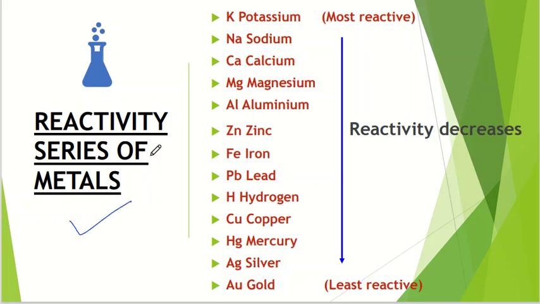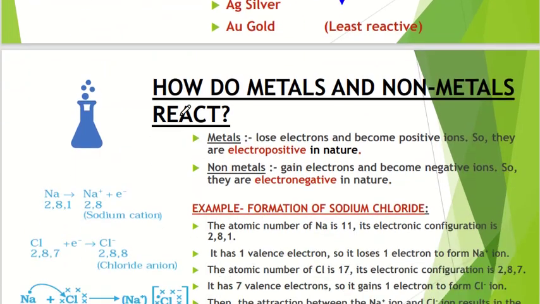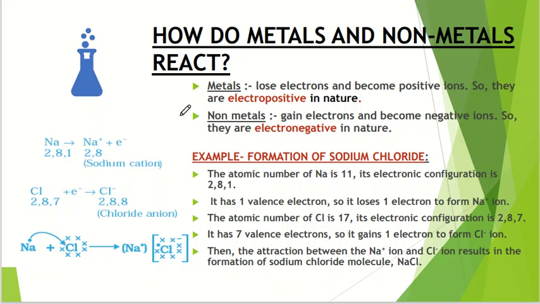Okay, you can see here how metals and non-metals react. Metals lose electrons and become positive ions. So they are electropositive in nature. Metals are always electropositive in nature because they lose electrons and become positive. Non-metals gain electrons and become negative ions. So they are electronegative in nature.